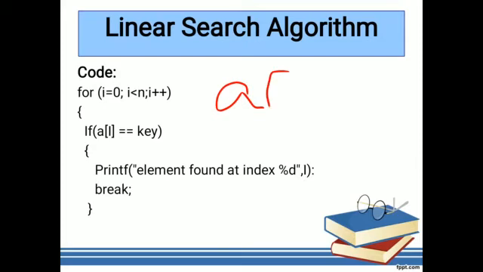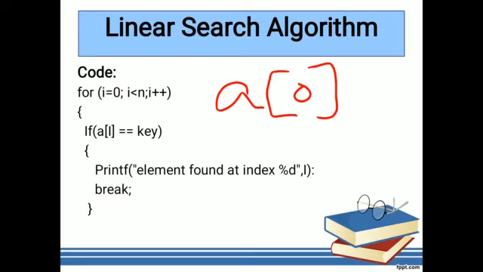A of 0 is nothing but the first element. Now the element at index 0 is compared with the key. So for example, if the key value matches the first element in the index, then it simply prints "element found at index %d".